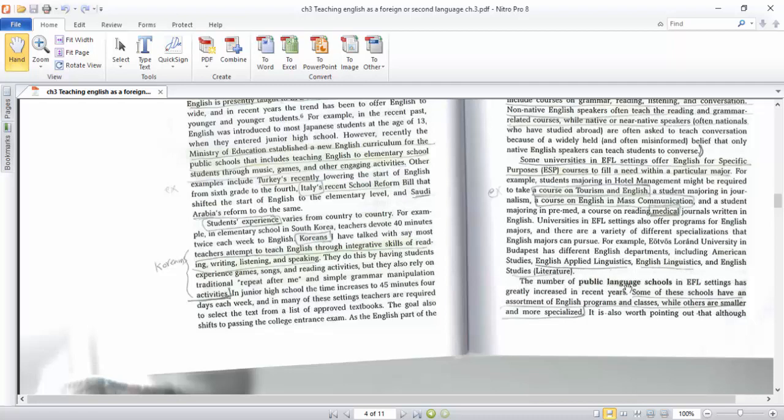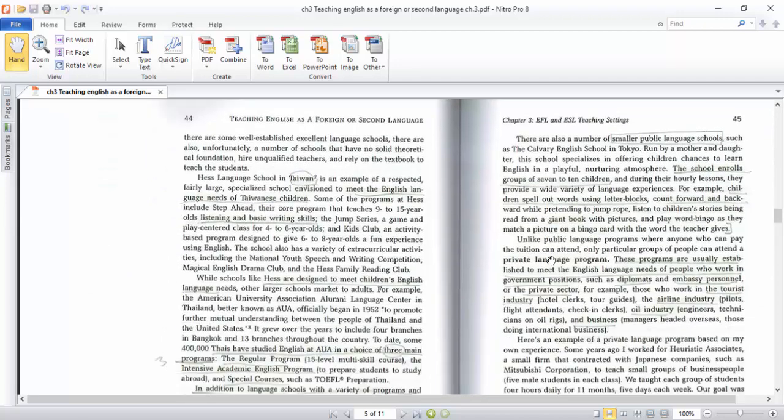A number of public language schools in EFL settings have a grade. Here we have another example about public language schools in EFL settings. Some of these schools have an assortment of English programs and classes, while others are smaller and more specialized.